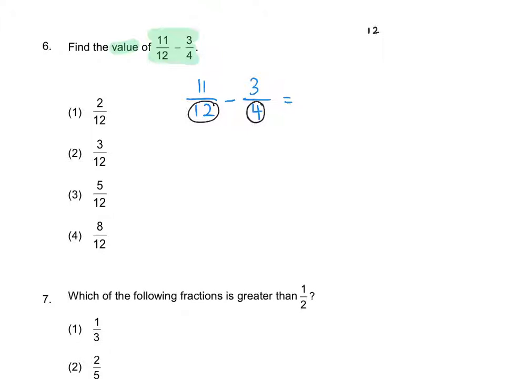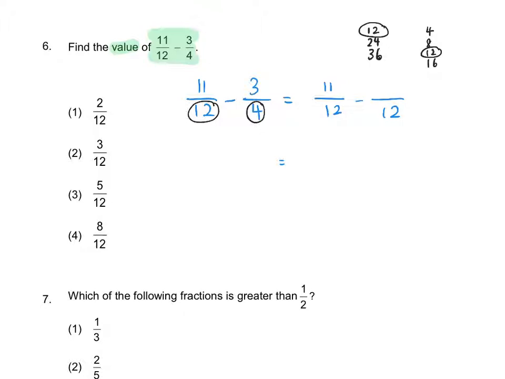So 12 times table, we list the multiples of 12, followed by the multiples of 4. What is common? 12 is common. So our aim is to change both the denominators to out of 12. Now 11/12 is already in 12ths, so it remains as 11/12.